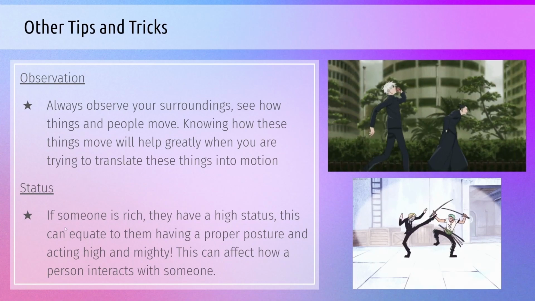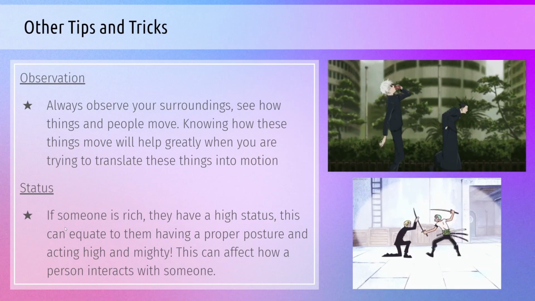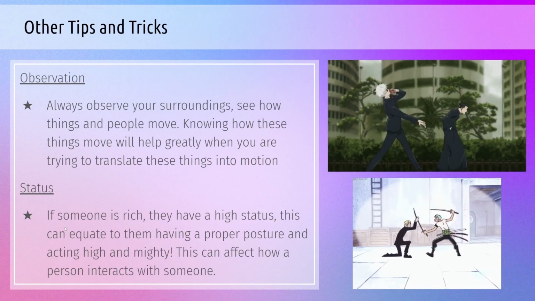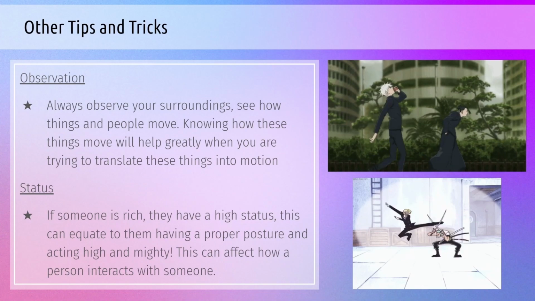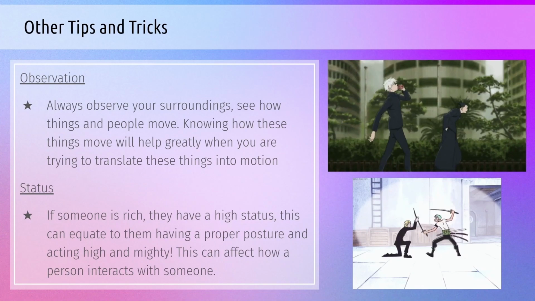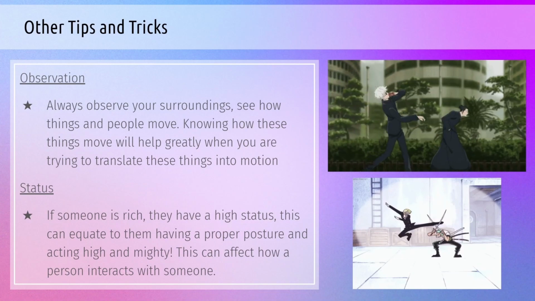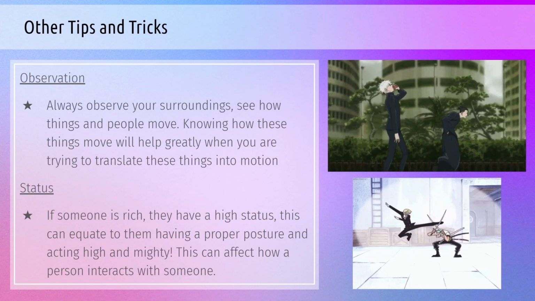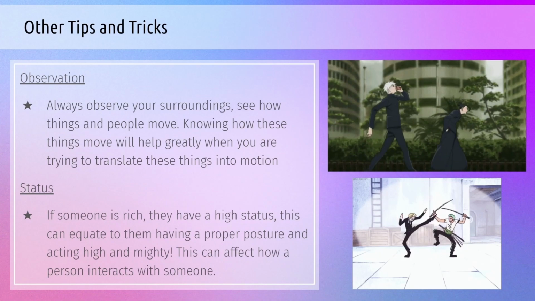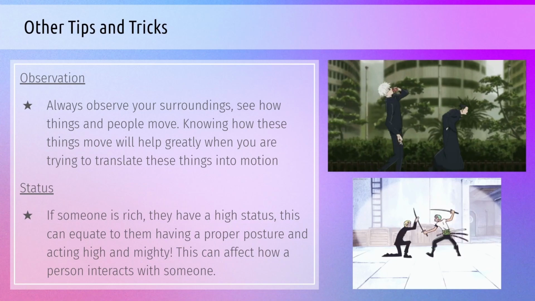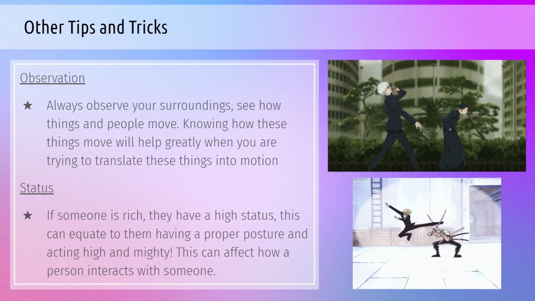Another is status. For example, let's say someone is rich. They have a high status. This can mean that they have proper posture. They're standing up high, with their shoulders back, chest high, looking down on you. That kind of affects how people interact with this character.